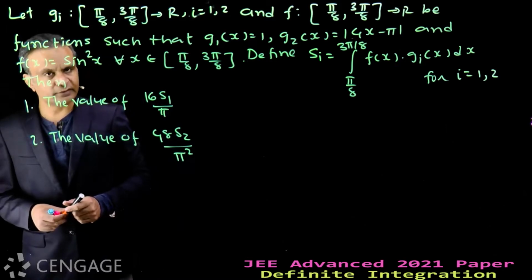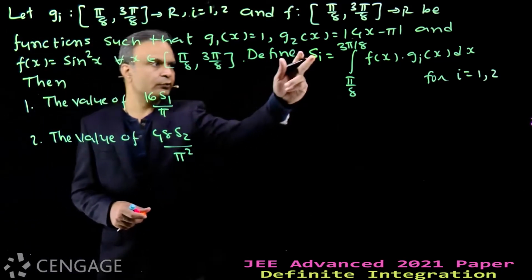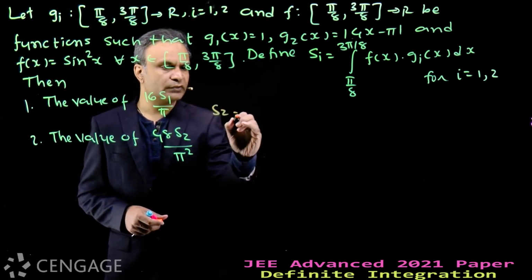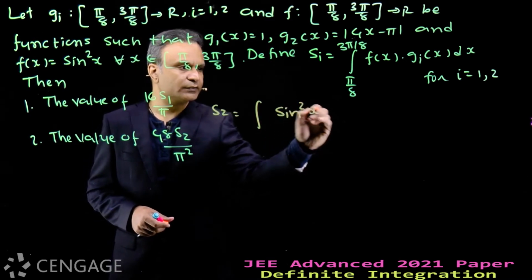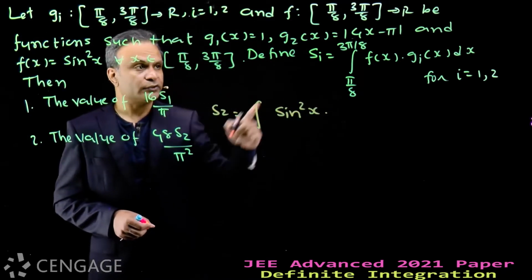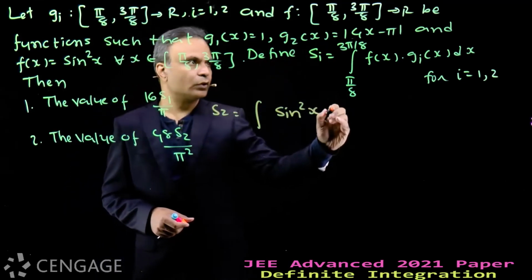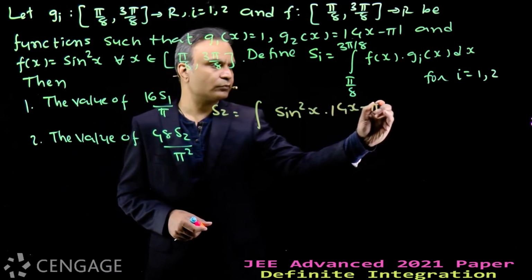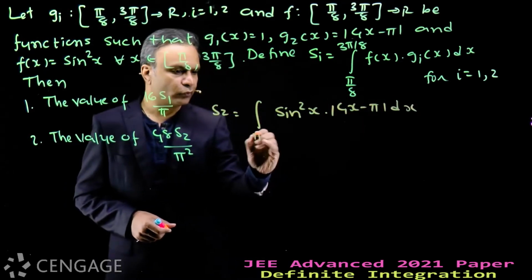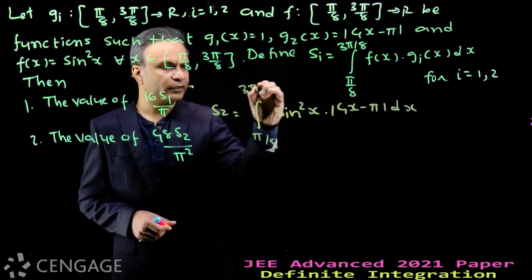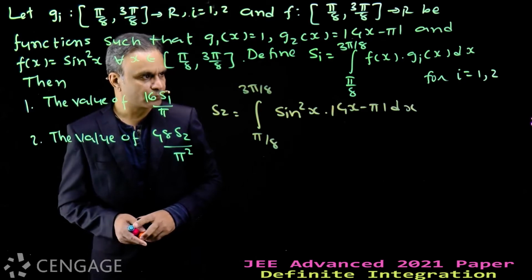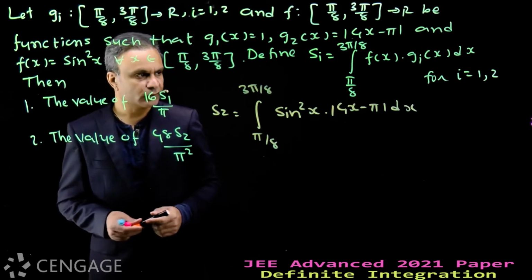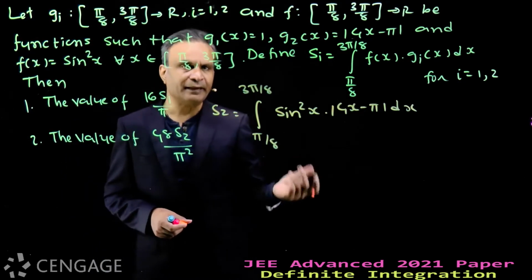Now we have to get the value of S2. Put i equal to 2 here, we get S2 is equal to, the integrand function will be sine square x multiplied by g2(x), which is modulus of 4x minus pi. Lower limit pi by 8, upper limit is 3 pi by 8. Now here also we can use the same property. We can replace x with pi by 2 minus x.